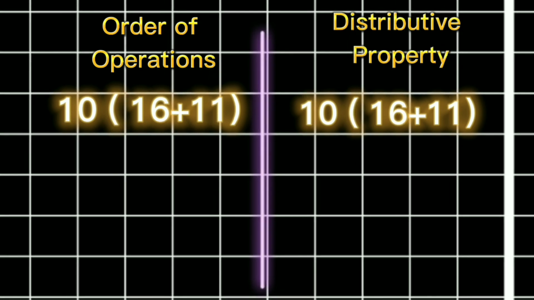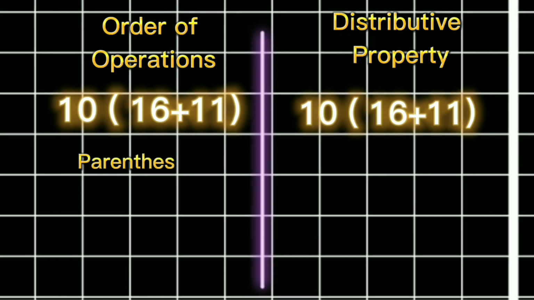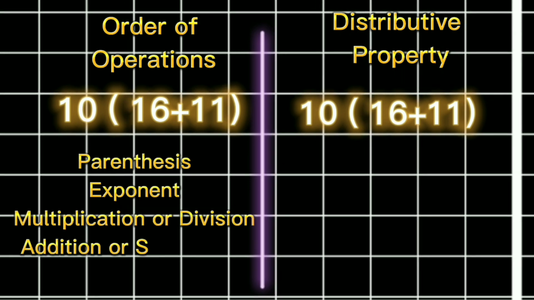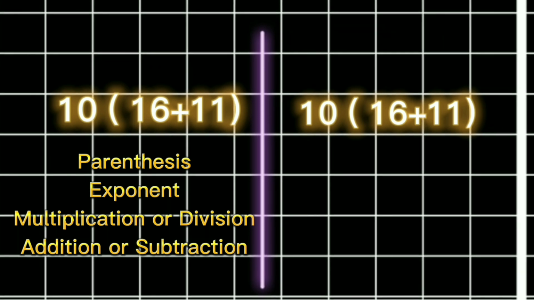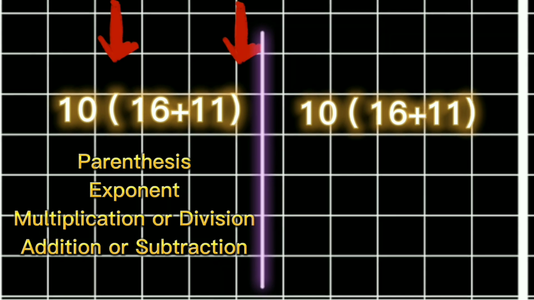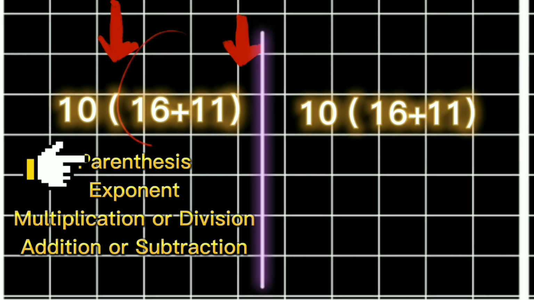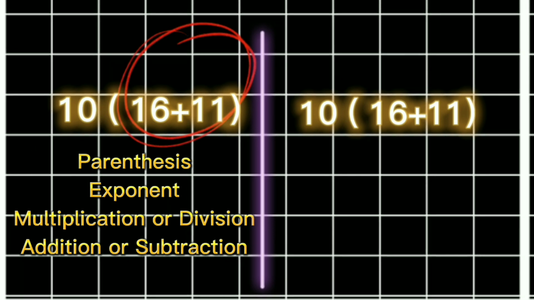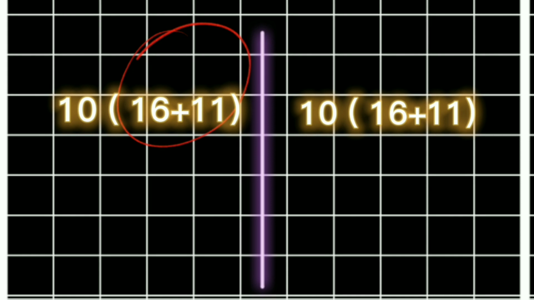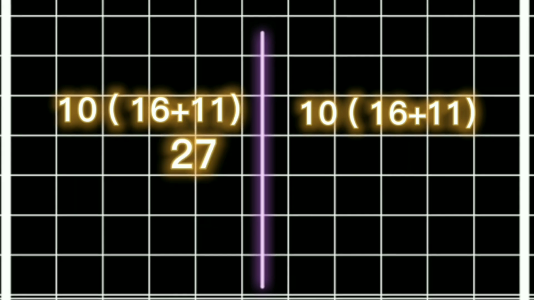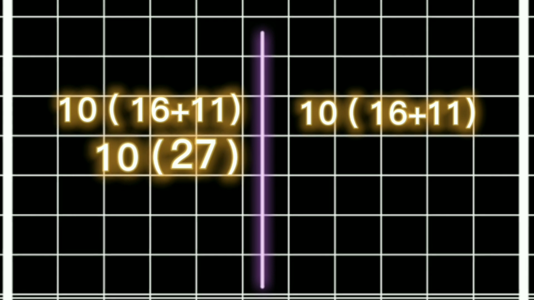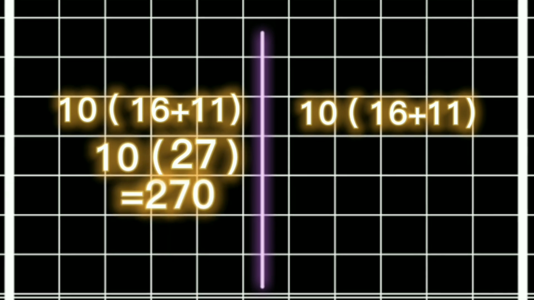So for the first way, our order of operation rules tell us that we need to do any operations inside the group first. And since these parentheses form a group, we first need to add the 16 and 11, which gives us 27. Next, we can multiply that by 10, which gives us a final answer of 270.